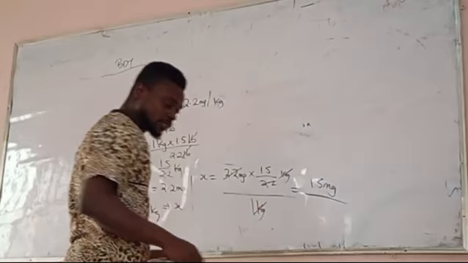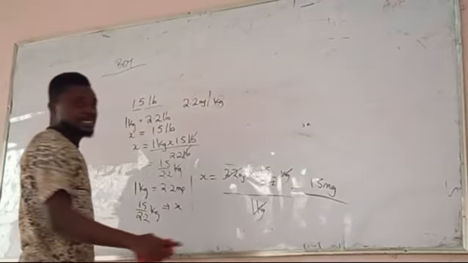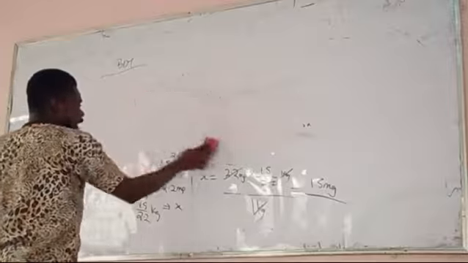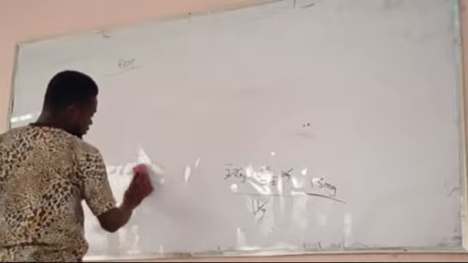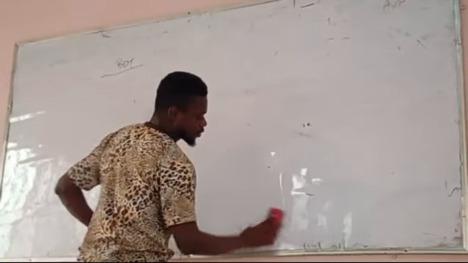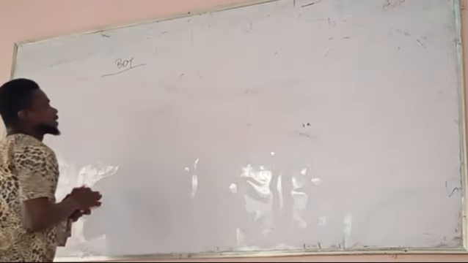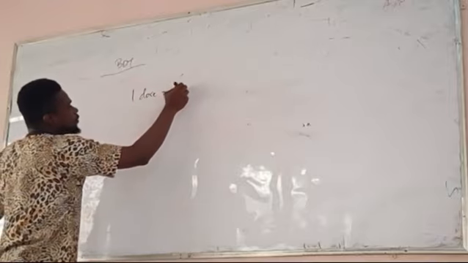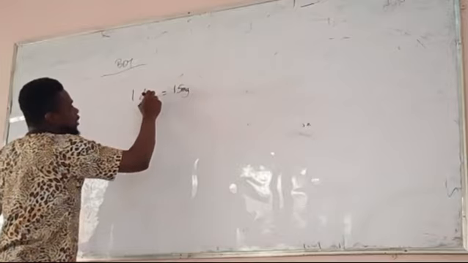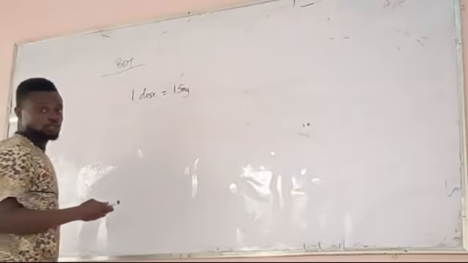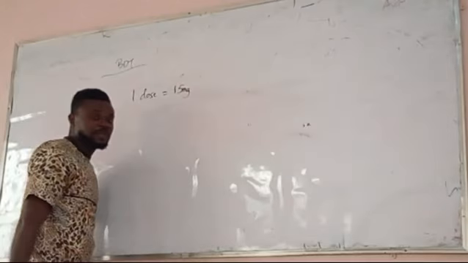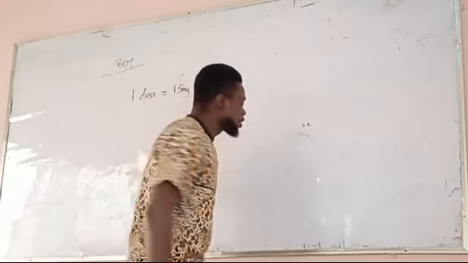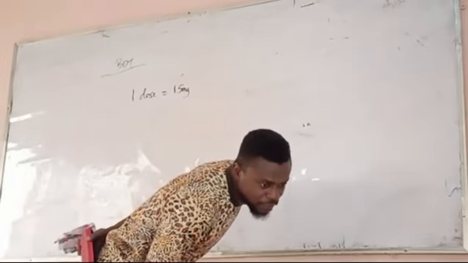Alright, so let's solve it. We have already established that one dose is 15 milligrams. That's what we have already established. So if one dose is 15 milligrams, we are asked to find the volume of the dose.